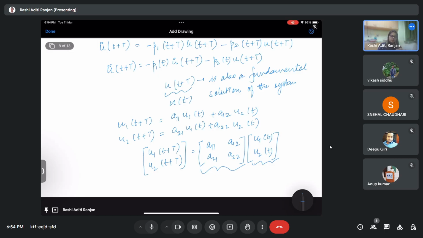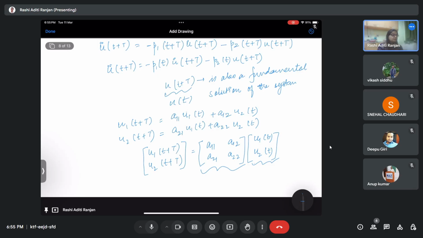Now see, if you look clearly, I have u1 and u2 as known because I am selecting them. So how many unknowns do I have? a11, a12, a21, a22. Four unknowns, right? And u1 at t plus T and u2 at t plus T, I can take out either from the equation or by doing the simulation. Then I can find out the values of this A matrix, all four values. Anyway, I need four equations to get the values of these four variables.